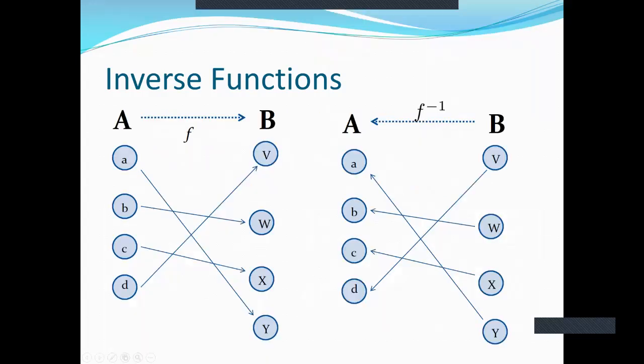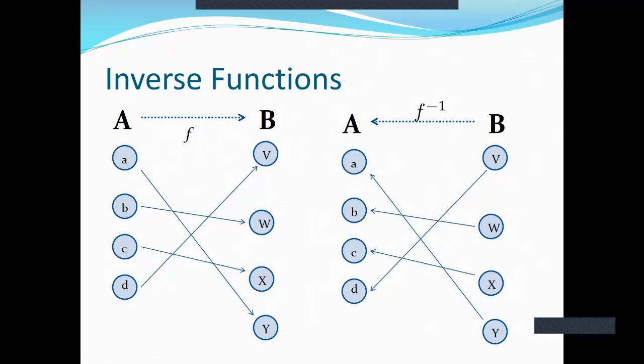So now let's see some examples of this inverse. Here you can see a set A having some elements A, B, C, D, and a set B with elements V, W, X, and Y. And you can see this is a bijective function, this is one-to-one, and this is onto as well. Since this is a bijective function, we can find the inverse of that.